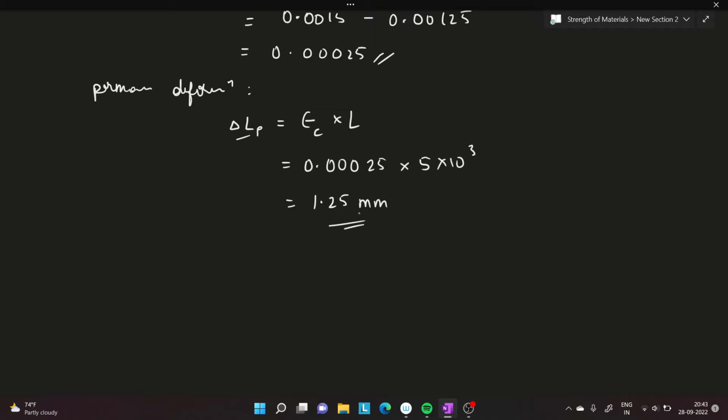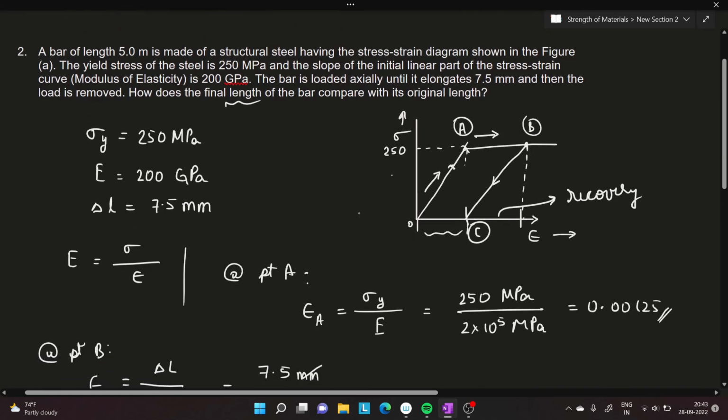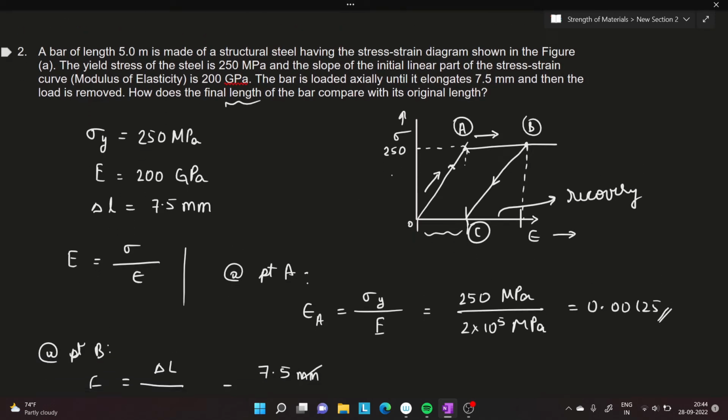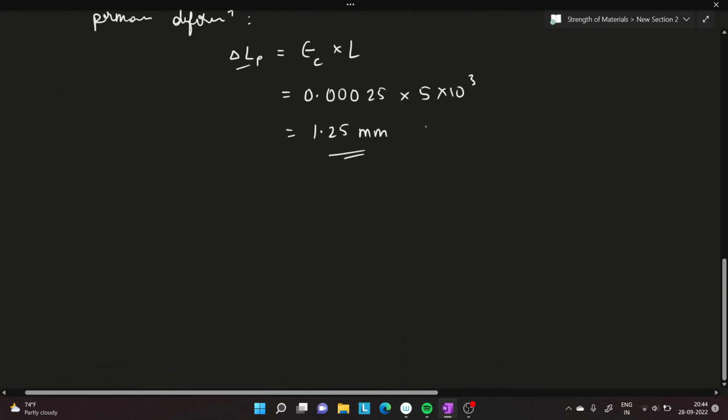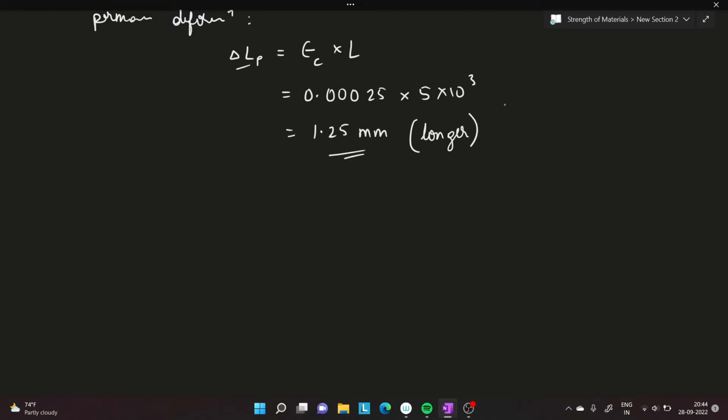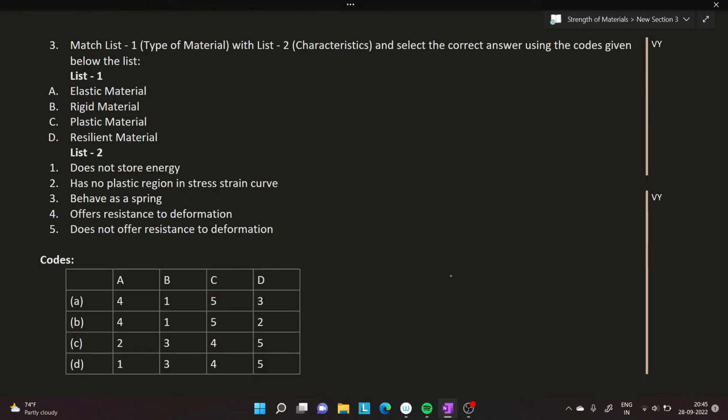Now I don't know whether it is longer or shorter, so I'll have to go back to the question. In the question they have mentioned that the part elongates, so this is going to be 1.25 mm longer than the original part. If they had given the stress strain curve for compression load, this would have been the shorter one.